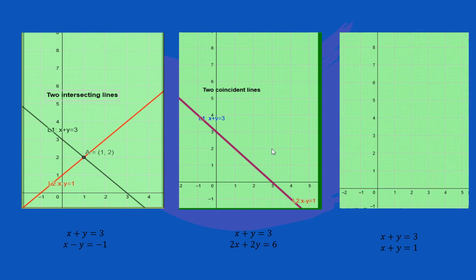Third case, when I have x plus y equal to 3 and x plus y equal to 1, and I graph them, it looks like the two lines x plus y equal to 3 and x plus y equal to 1 are parallel. These two parallel lines do not have anything in common, and hence this one has no solution at all. The first one has one solution, the second one an infinite number of solutions, the third one no solution at all.